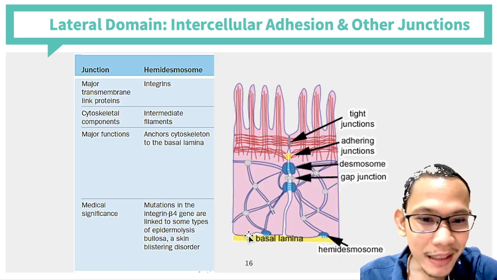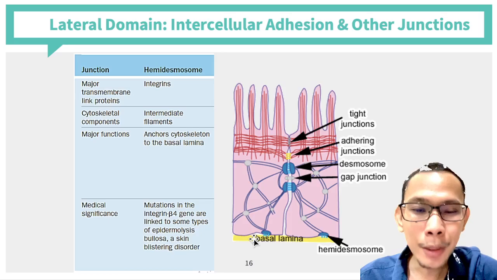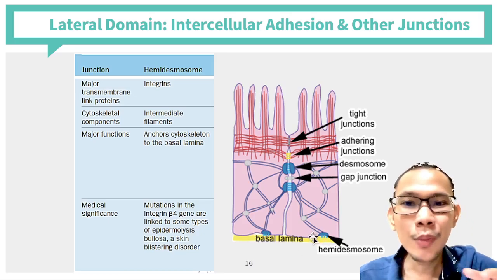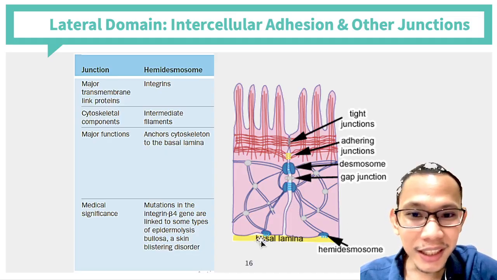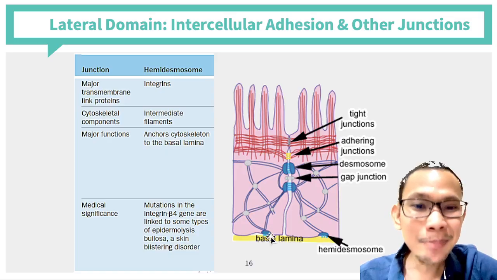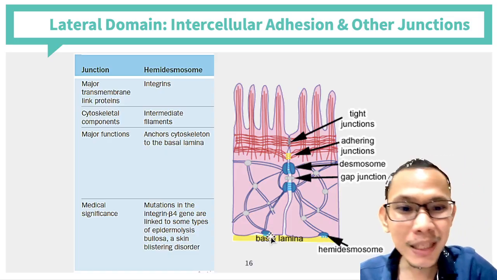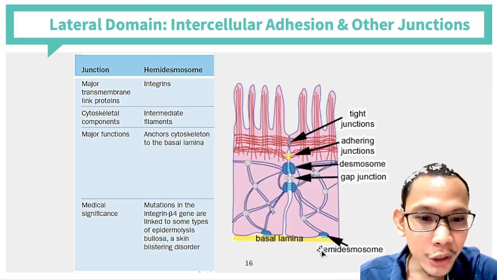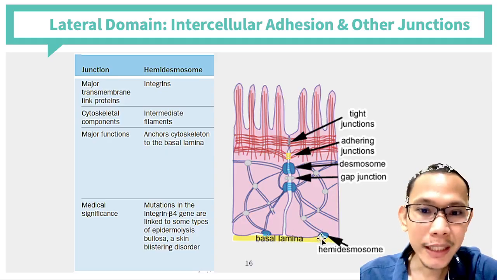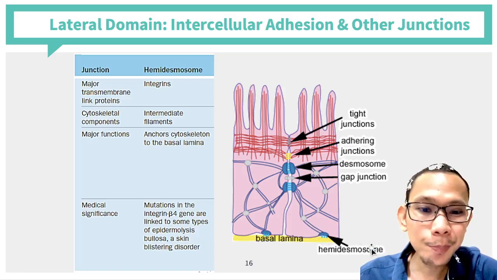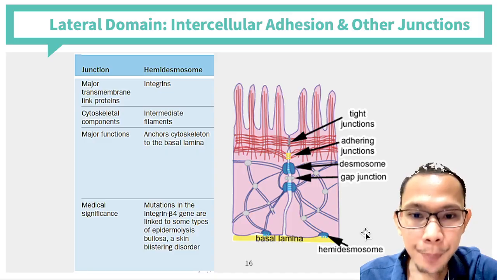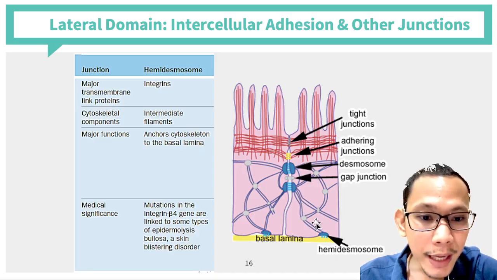Remember, your basal lamina is in this portion. It's a basement membrane. So therefore, your hemidesmosome is not located on the lateral domain, but rather it is located at the basement or basal domain. So please don't confuse ha. Again, your hemidesmosome is located in the basal domain or basically in your basal lamina. And what's the function of this hemidesmosome? Again, it will anchor now your cytoskeleton to the basal lamina.